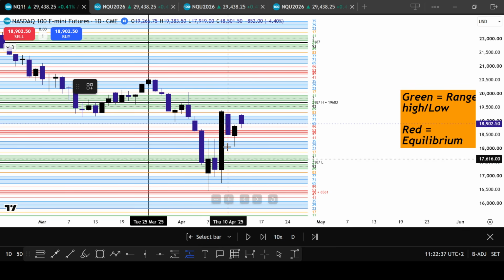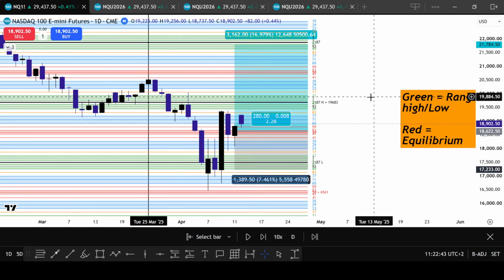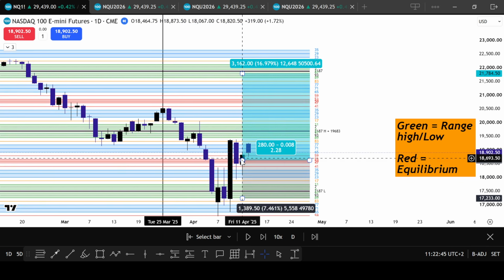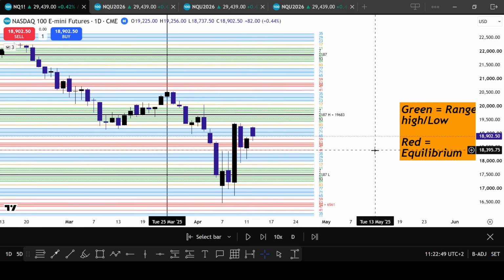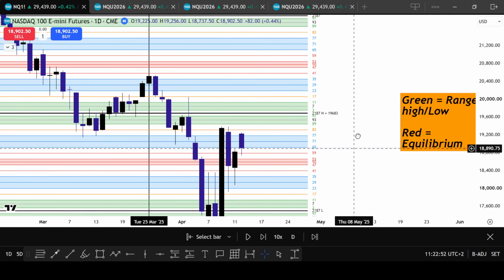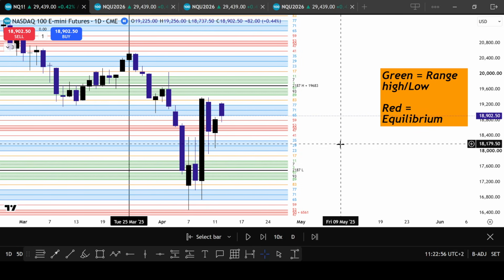So let's say you entered somewhere here and you had your stop below the green and you were just targeting premium for the rest of the year. Okay, now let's say maybe you don't like that. Maybe you don't like how big this is. Okay, because this is a 2187 daily range, so it's a pretty big time frame, right? Let's say you're a swing trader and you're trading this.